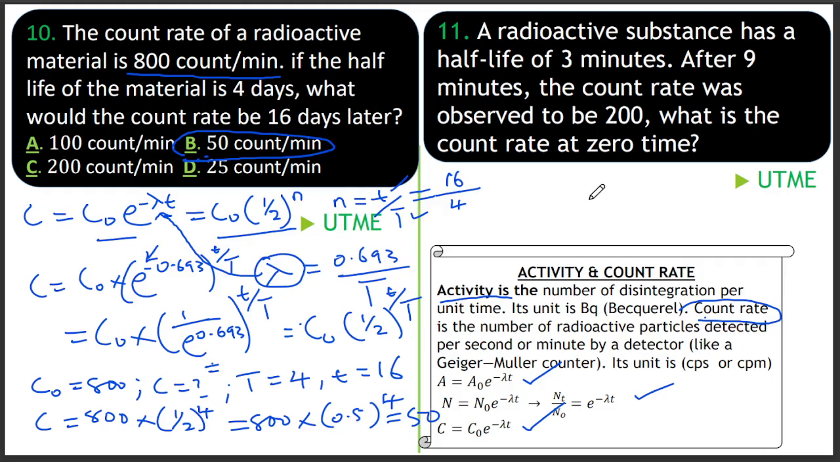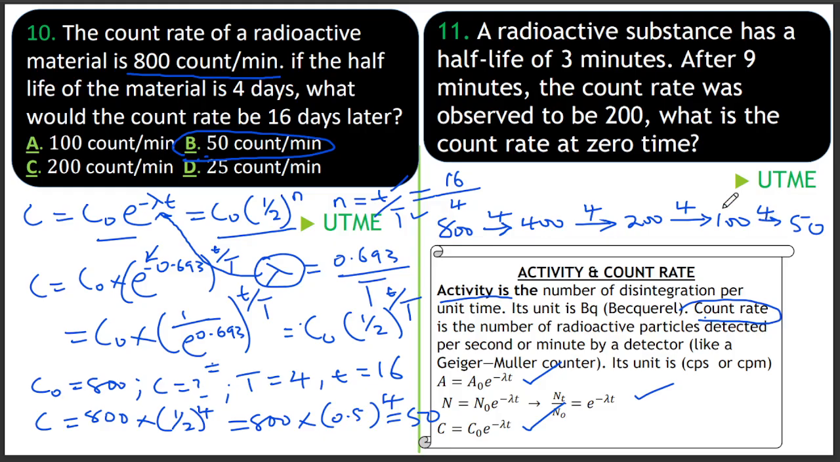Now, if we also use the arrow method, of course, we are going to get the same thing. Okay, so let's try. You start with C naught, which is 800. After the first half-life, which is 4 days, you have 400. After the second half-life, that is 4 days, you have 200. After the third, you have 100. Then after the fourth, you have 50.